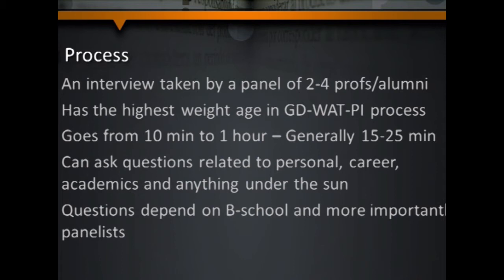Briefly talking about the PI process, it's an interview taken by a panel of 2 to 4. It could be profs or alumni. It has the highest weightage. Generally, it goes from 10 minutes to 1 hour or so. You can never predict how long an interview is going to be, so be prepared for 1 hour as well as 10 minutes. But it generally happens for 15 to 25 minutes. I would suggest you be mentally prepared for a 1-hour session, so that you can handle anything less than that.